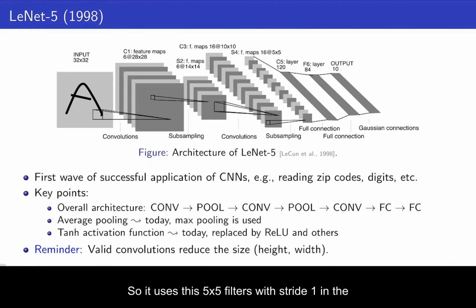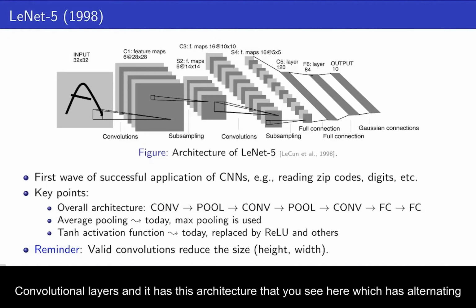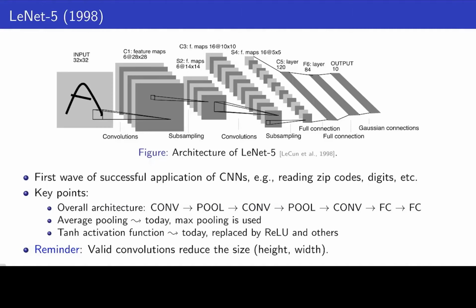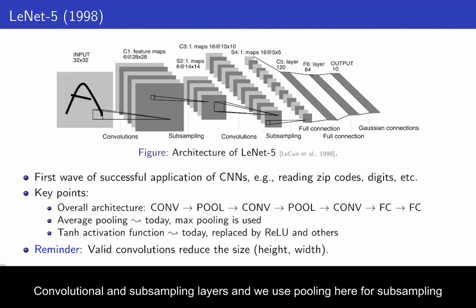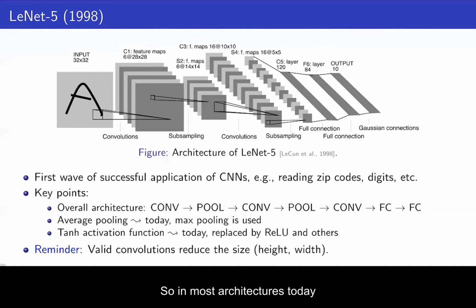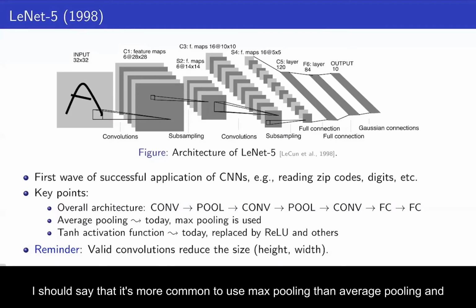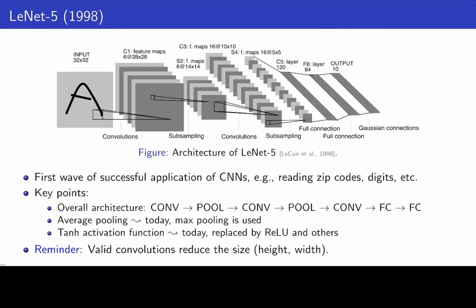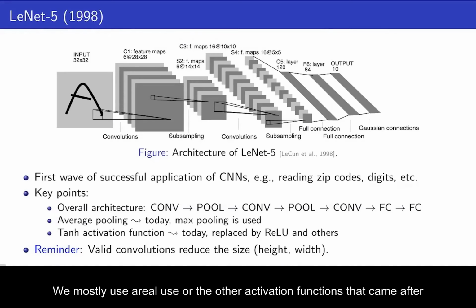It uses 5x5 filters with stride 1 in the convolutional layers. And it has this architecture that you see here, which has alternating convolutional and subsampling layers. We use pooling here for subsampling. It uses average pooling and tanh for the activation function. In most architectures today, I should say that it's more common to use max pooling than average pooling, and we mostly use ReLUs or the other activation functions that came after.